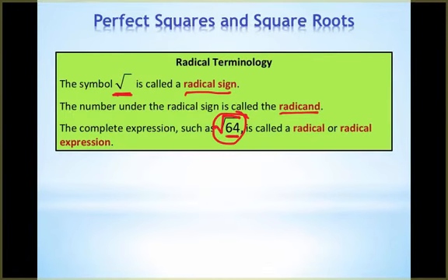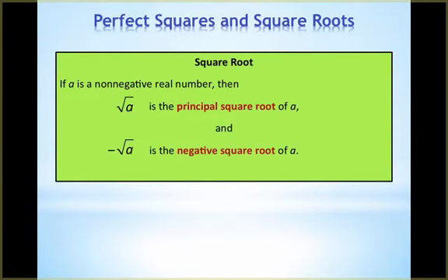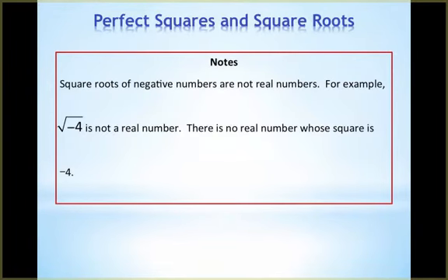or a radical expression. Now, if we let a be a non-negative real number, then the square root of a is called the principal square root, and it's understood that that's a positive value. If you have a negative square root of a, that's called the negative square root of a, and that would be a negative value. If we take the square root of a negative number, those are non-real numbers.